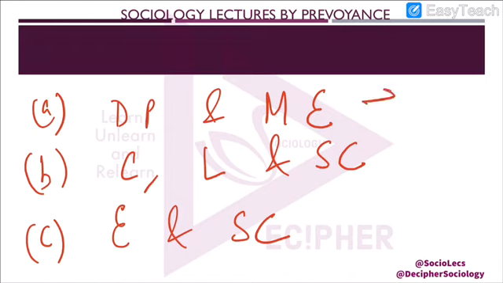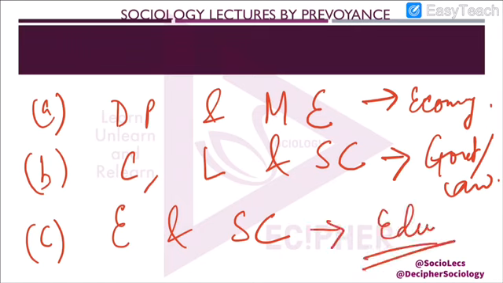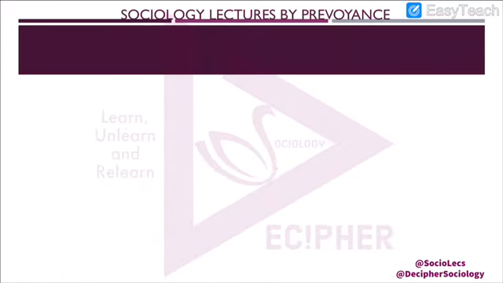So this is economy, development planning and mixed economy. Here it is constitution, law and social change, which is government or law, judiciary, and the third one is education, which is the bedrock of any society, and social change. So these are the topics that we are going to study. Let's start with development planning and mixed economy.